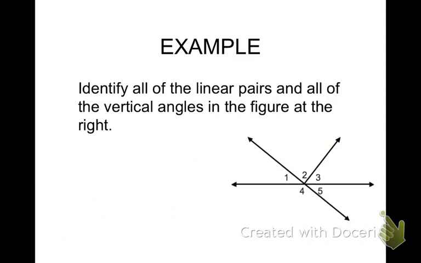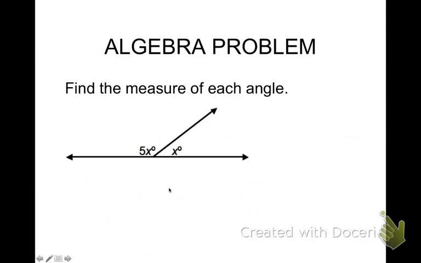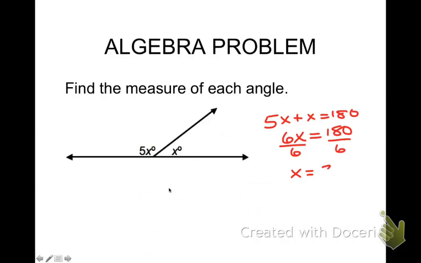All right, last one. What are we going to do? Someone tell me what the equation is going to be. Perfect. 5x plus x equals 180. 5x plus 1x makes 6x equals 180. Dividing by 6, x is going to be what? 30.